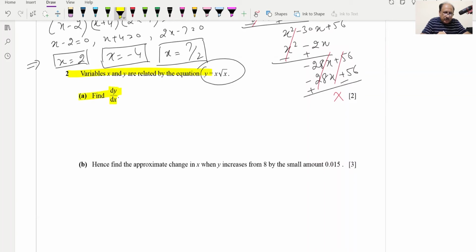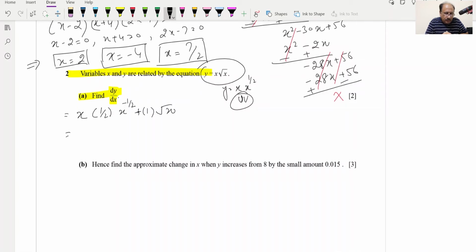Find the derivative, so dy over dx we need to find. We can rewrite this equation as y is equal to x into x raised to the power 1 by 2, and we will apply the u into v formula. So first as it is, and derivative of second will be 1 by 2 into x raised to minus 1 by 2, plus derivative of x will be 1 into square root of x.